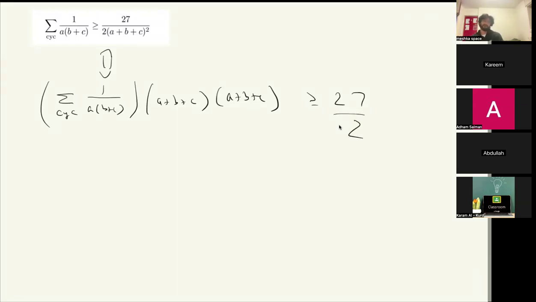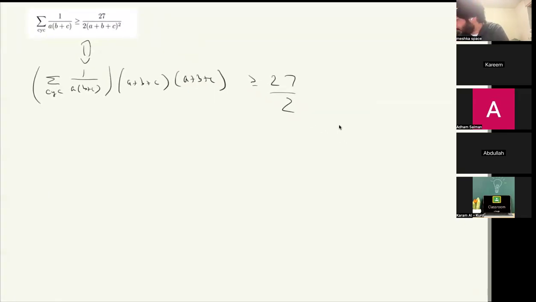Okay, but one could imagine trying to use Holder to maybe get rid of the square here. I'm not sure. Maybe there's something. I don't have a good answer. Maybe I'll think about it. Yeah, it's a good question.